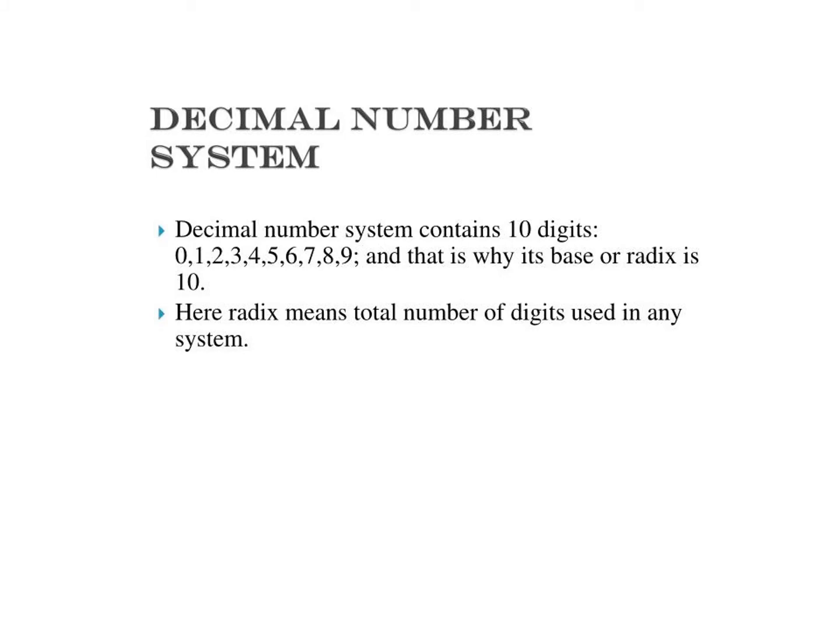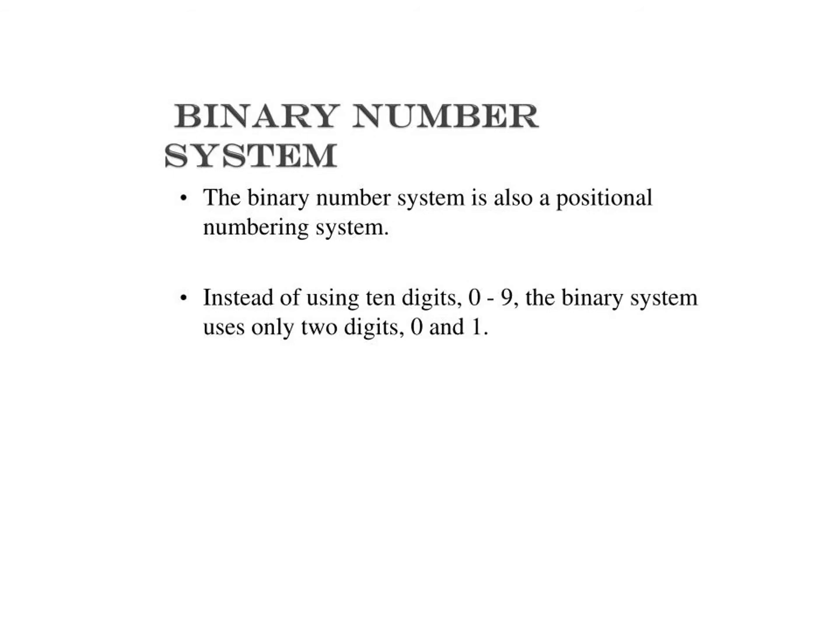Decimal number system contains 10 digits, and that is why its base or radix is 10. Here radix means the total number of digits used in any system. Next is the binary number system.